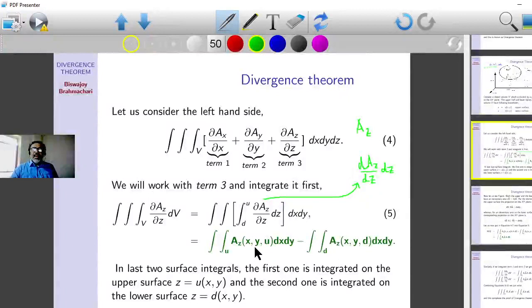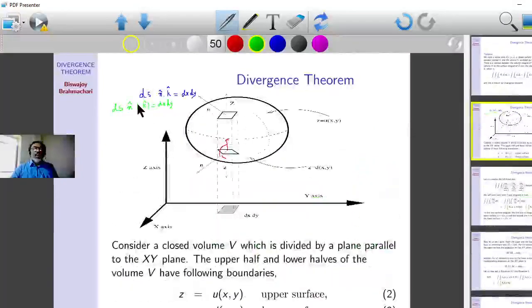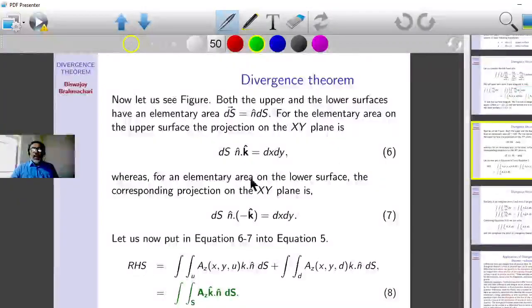So good enough. Az xy u dx dy minus az xy d dx dy. But this minus sign which has appeared here will be converted to a plus sign when we substitute dx dy in terms of ds that we have just seen. If we substitute dx dy in terms of ds, then we will obtain an extra minus sign in the lower surface. After we substitute this minus sign in the lower surface, then we obtain a plus sign here.